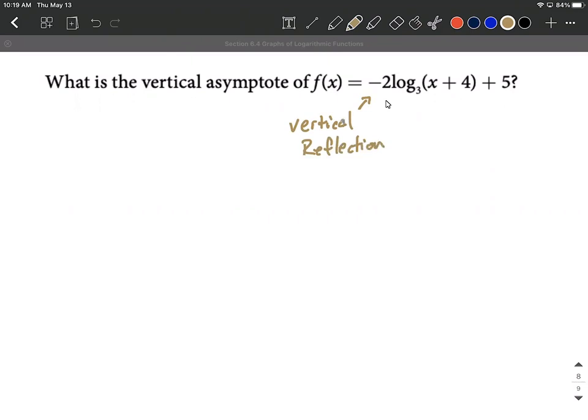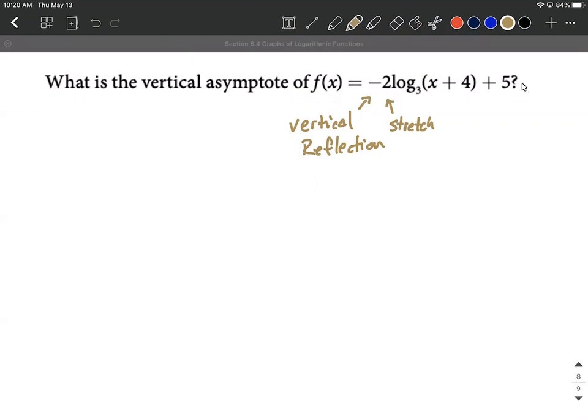That does not affect our vertical asymptote though. Even if it got flipped upside down, that's okay. It doesn't move the vertical asymptote. That 2, thinking of that as a separate transformation, is going to be a stretch. Again, a stretch is not going to affect our vertical asymptote, right? Even if the whole graph gets taller and skinnier, it doesn't move our vertical asymptote.